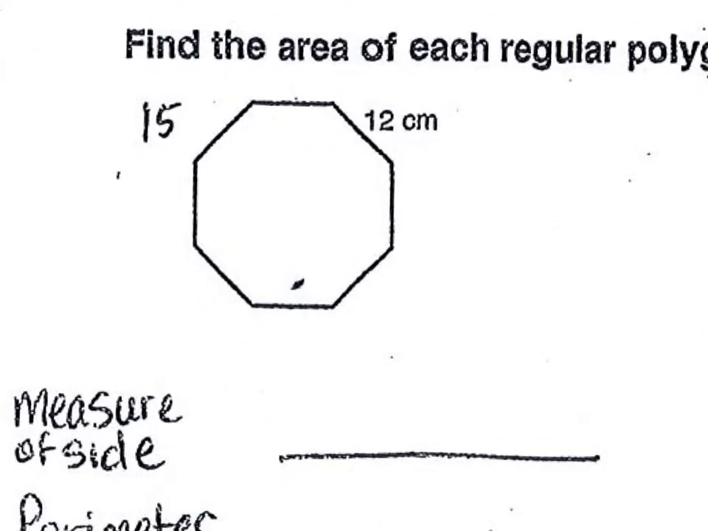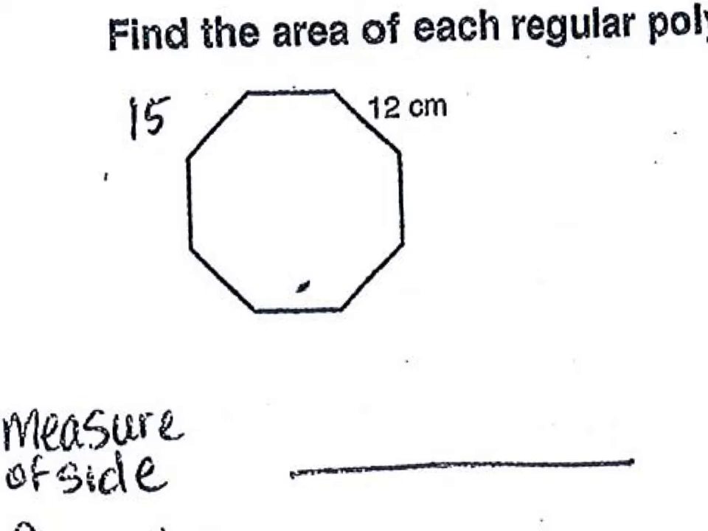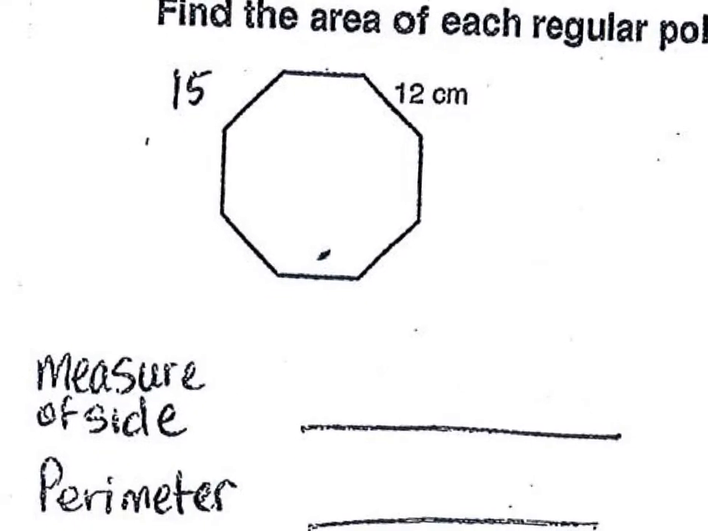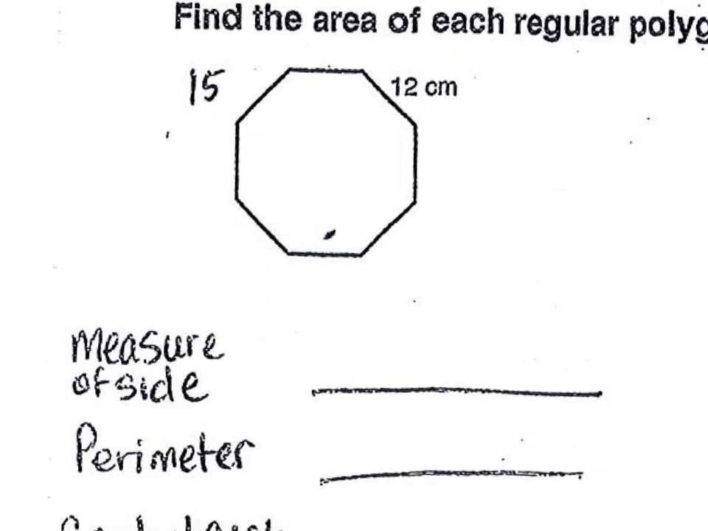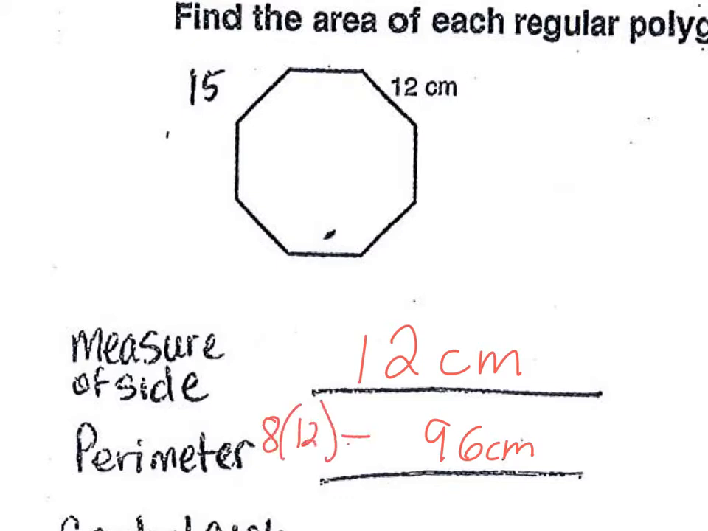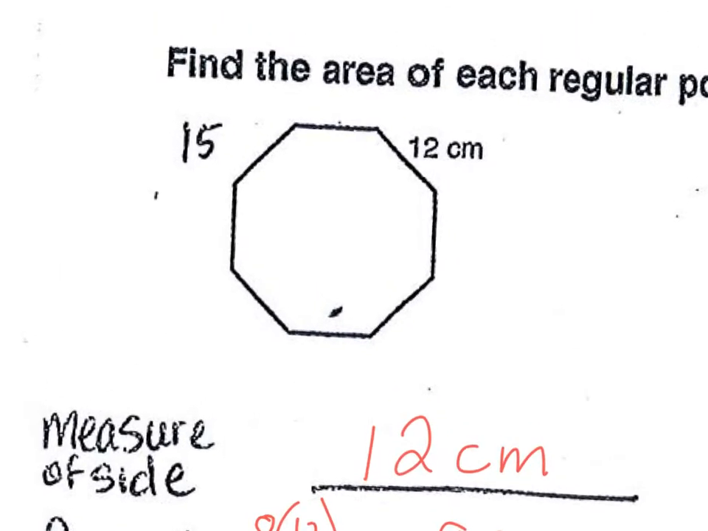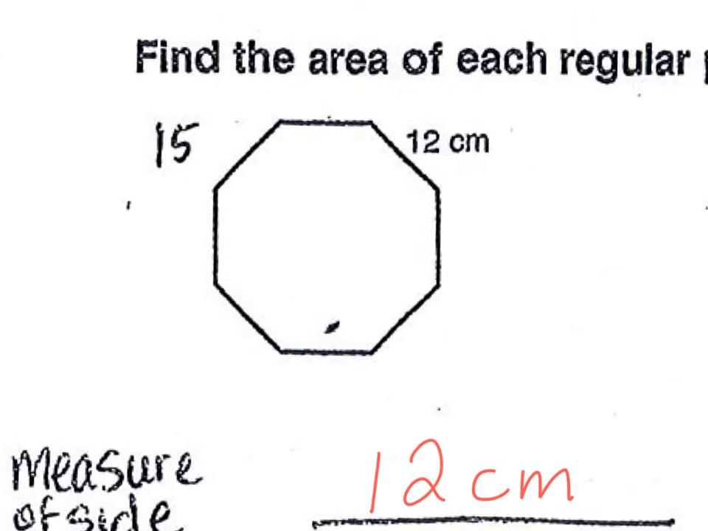In 15, what you need to do first is get the measurement of this side. See, that is given, right? Yes. Which is 12 centimeters. And the perimeter is 96 centimeters because you multiplied 8 sides times 12 each, and that is 96. Okay, so now what we're missing is the apothem. So we need to get the measurement of the central angle.